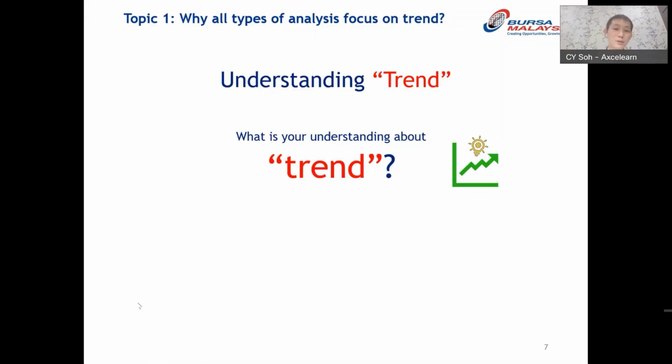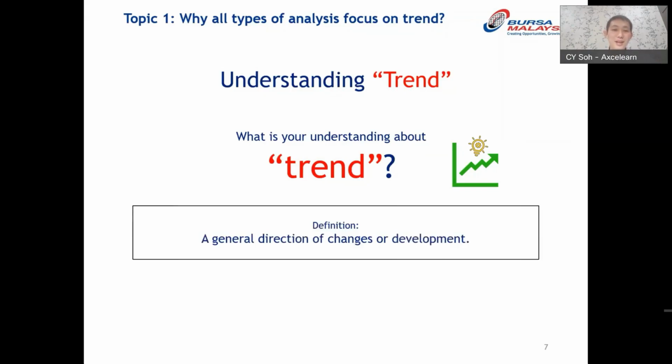Now, let me show you a more comprehensive definition. Let's see whether your definition fits the comprehensive or the complete definition or not. The definition for trend in English is this, okay? It is a general direction of changes or development. So here we have two main keywords. The first keyword is general direction, and the second keyword is changes and development.